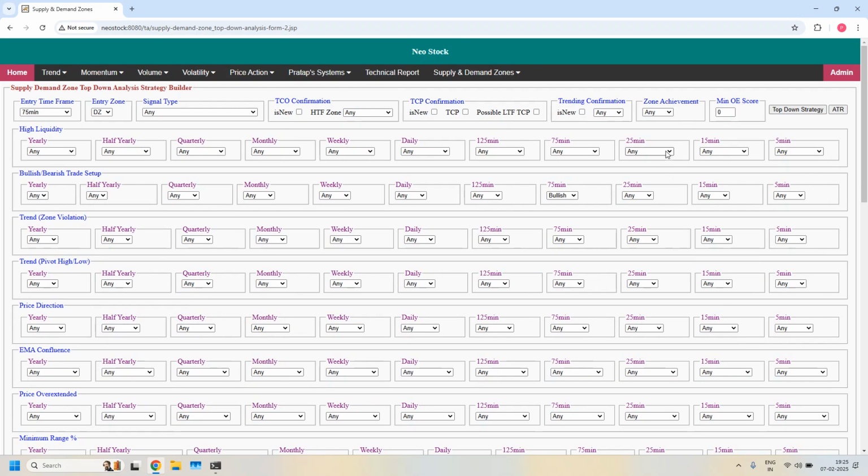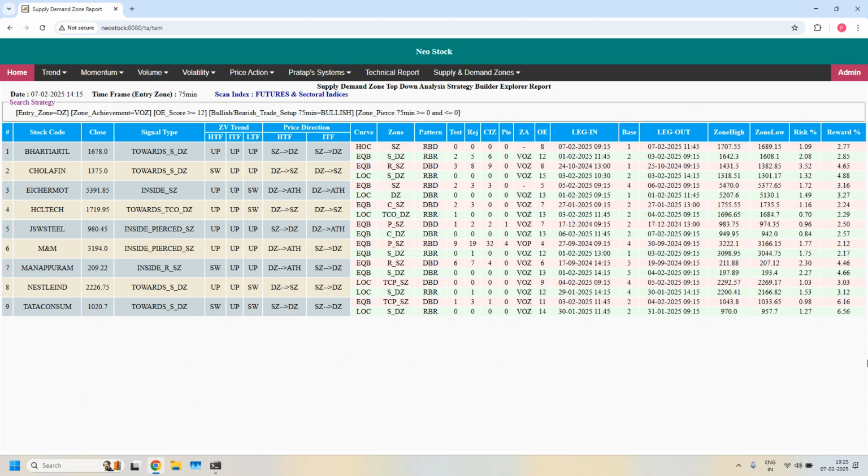Okay. Next, zone achievement, violated opposing zone. Minimum odd enhanced score 12. All three filters are applied to 75 minutes demand zone. Now we got 9 stocks. These 9 stocks are currently supporting the bullish trade setup for weekly income trade, and the entry time frame is 75 minutes, with demand zones as entry zones.